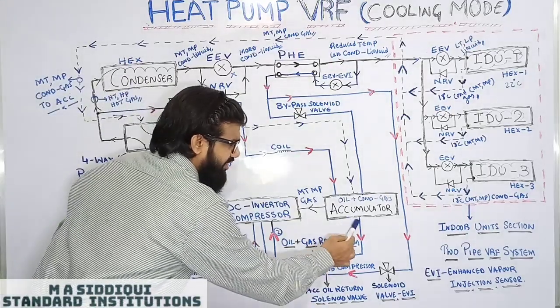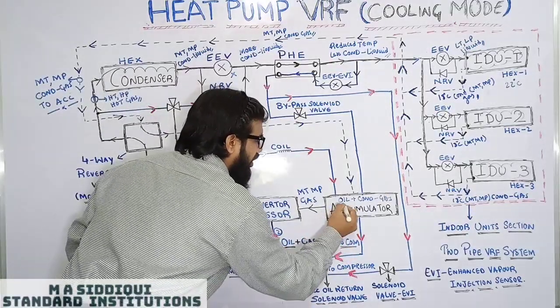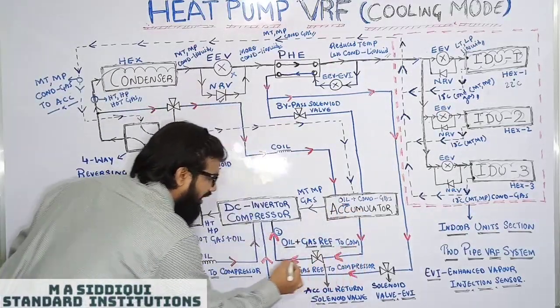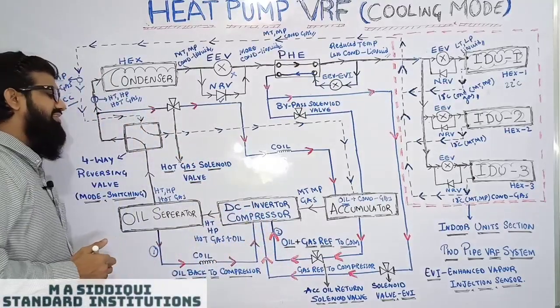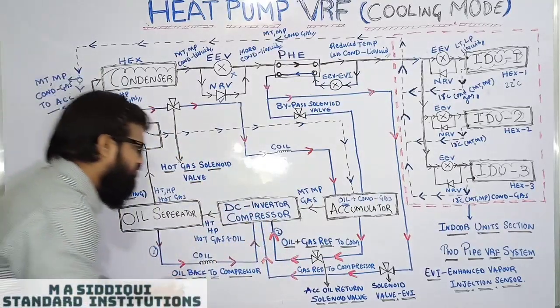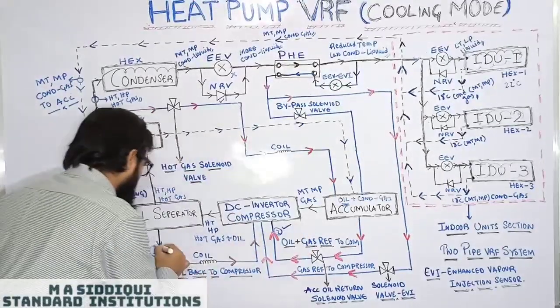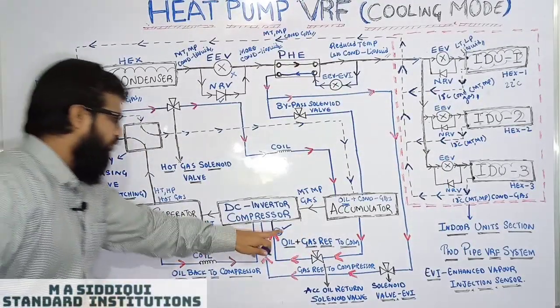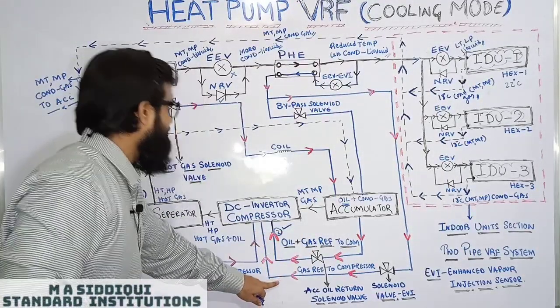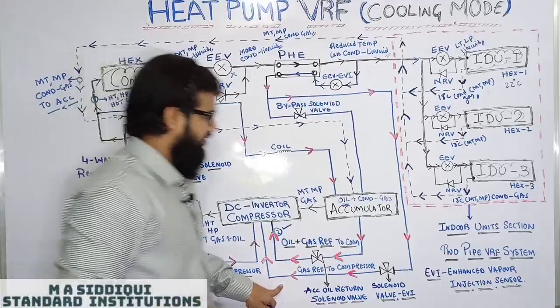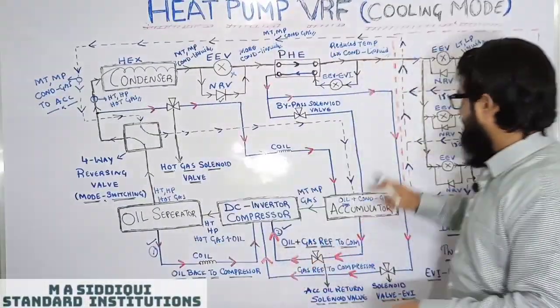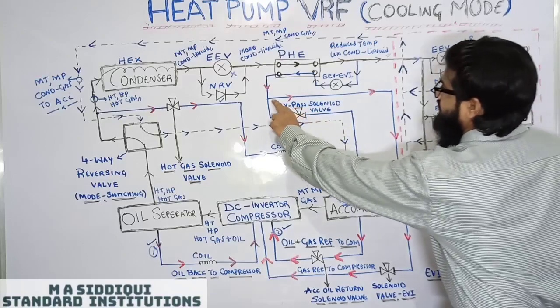Likewise over here. What does the accumulator collect? Oil. This collected oil will be given back to your DC inverter compressor. These two pipes I have completed. Okay, 1 and 2. What about number 3? Let's complete this first of all, which is coming right away from here.